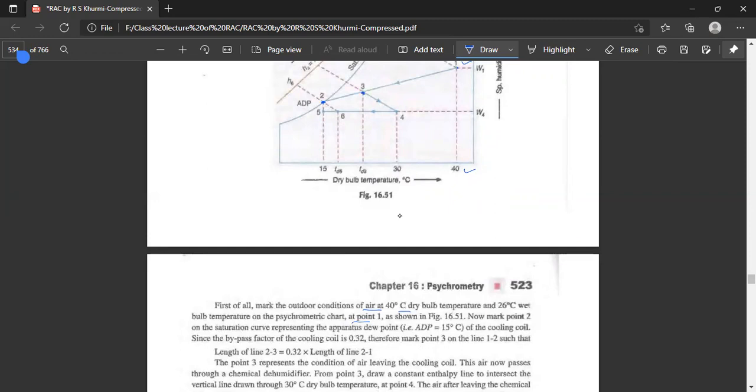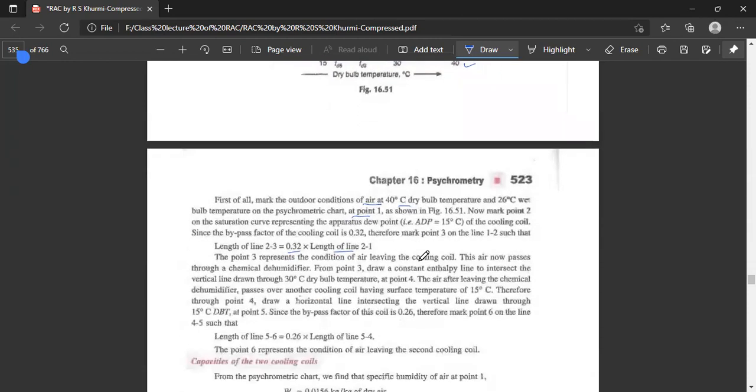Actually, if it were a fully efficient air conditioning system, then full cooling would be possible. But actually, it never happens. The cooling coil cools only a certain percentage, not 100%. The bypass is around 0.32 of the total. So we mark point 3 at 0.32 of the length of the line 2-3. Point 3 represents the condition of air leaving the cooling coil.